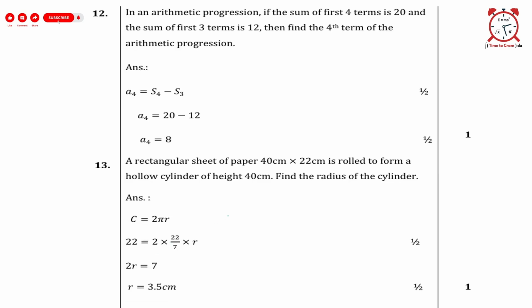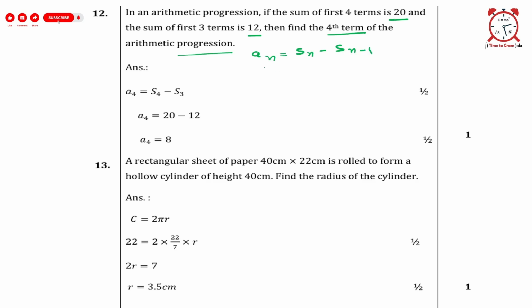Next question, question number 12. In the arithmetic progression, if the sum of first 4 terms is 20 and sum of first 3 terms is 12, then find the fourth term of the arithmetic progression. In the syllabus, this formula is not given, but this formula is very important here to apply. a_n equal to S_n minus S_(n minus 1).